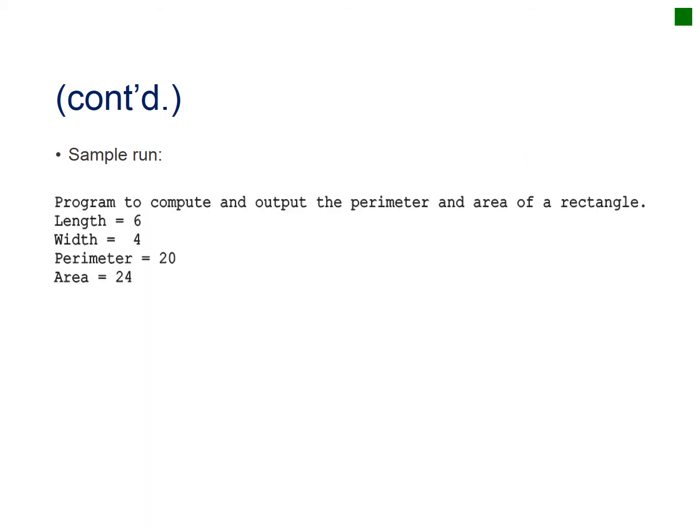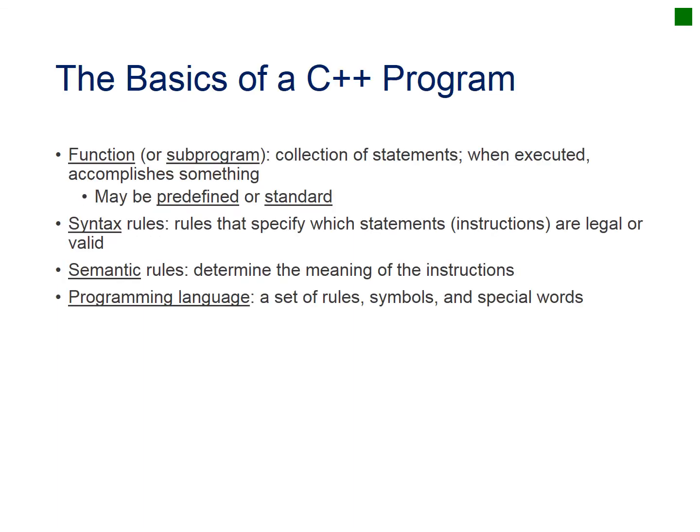If we were to run our program, we can see our code in action. The statement of what the program will do, the displaying of the constant variables, or length equals 6 and width equals 4, and the results of our calculations, the perimeter and the area.